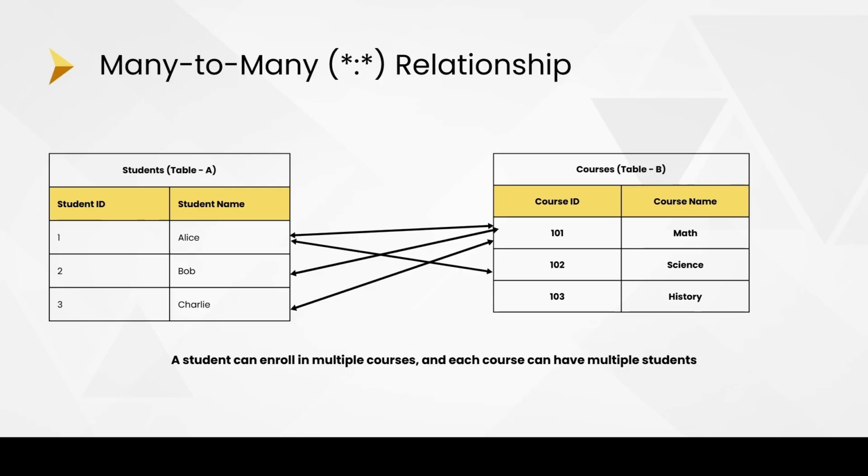In a many-to-many relationship, records in both tables can have multiple connections. For example, in an education setting, we might have a students table, table A, with student IDs and names, and a course table, table B, listing each course with its own ID. A student can enroll in multiple courses and each course can have multiple students. To sum it up, many-to-many relationships allow for flexible connections between tables when each entry in one table can relate to several entries in another table, which is ideal for scenarios involving memberships or enrollments.